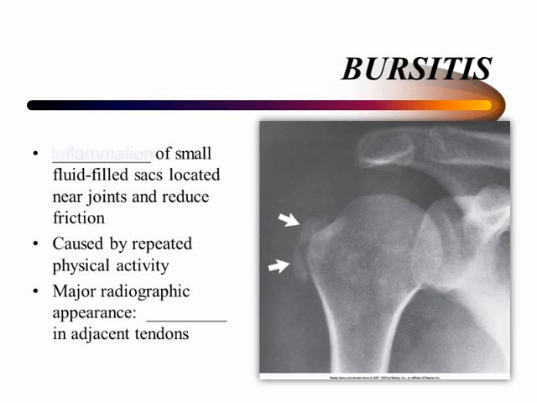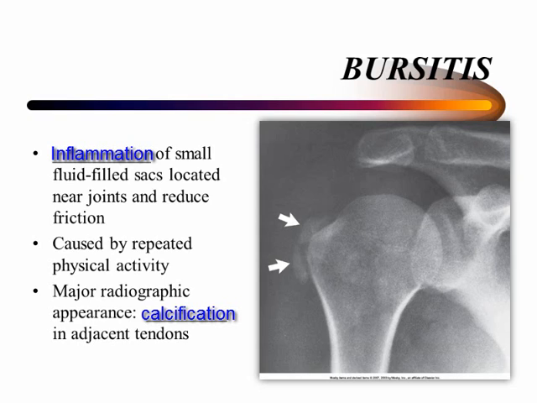Bursitis refers to inflammation of the bursae. Repeated physical activity commonly causes bursitis, but trauma, rheumatoid arthritis, gout, or infection can also cause this inflammation. The major radiographic manifestation of bursitis is deposition of calcification in adjacent tendons, which is a common cause of pain, limitation of motion, and disability about a joint.